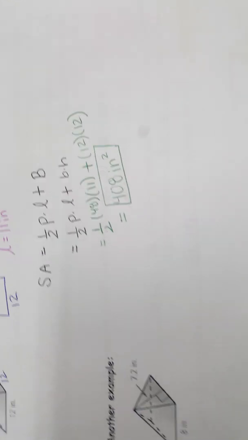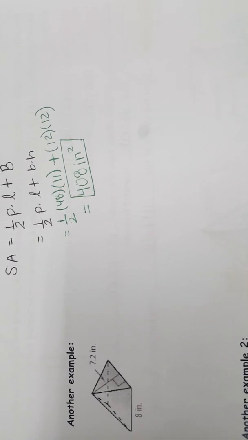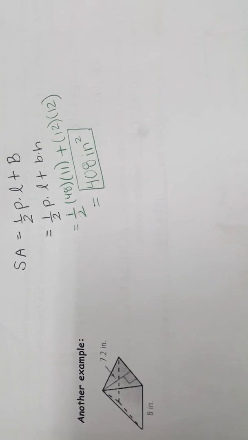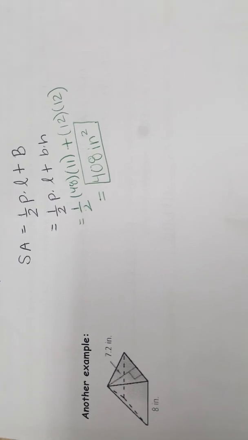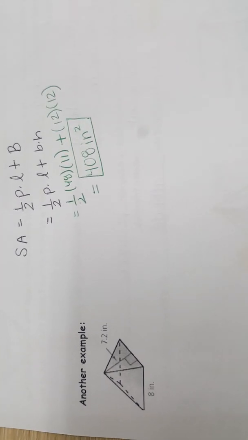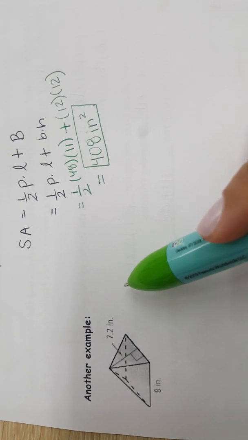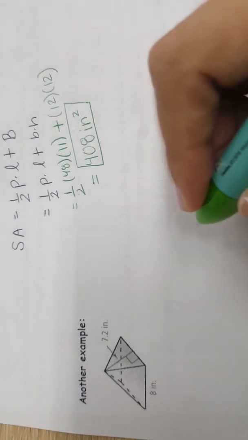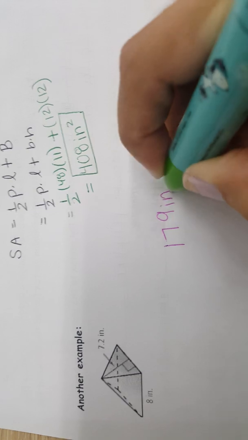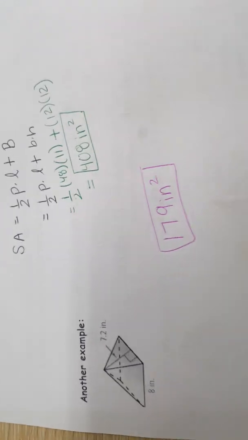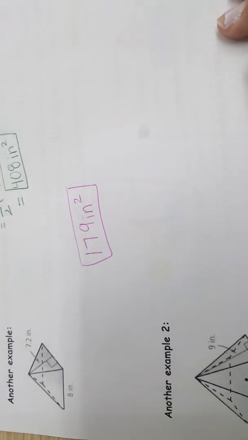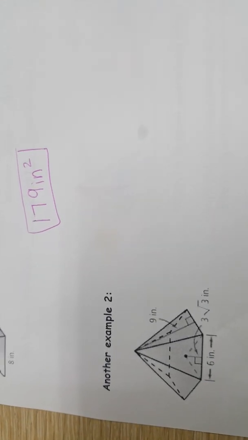Now you can pause this video and attempt the other example. Starting off with the other example, it's similar to the previous problem, so I'm not going to show the work for this one, but if you solved it, you should end up with 179 inches squared. It's the same process because the base is a square. You follow the same steps, but that will be your final answer. Once you're done, you can pause and attempt the other example.